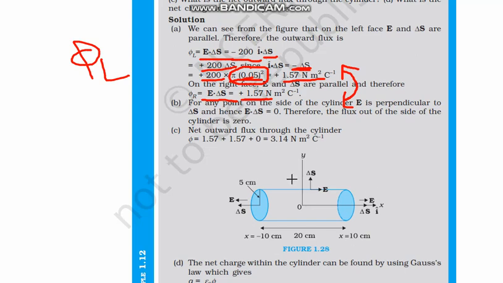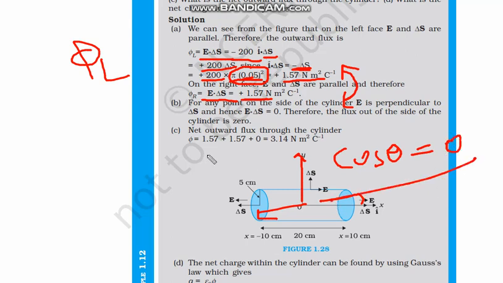Now for the curved surface, the field is either like this or this. For each section of the curved surface the field is perpendicular to the area, which means cos theta is cos 90, and that is 0. For the curved surface of the cylinder, the flux is 0 because these make a 90-degree angle. So the net outward flux from left, right and curved surface is 1.57 plus 1.57 plus 0, that means 3.14. This is the total outward flux.